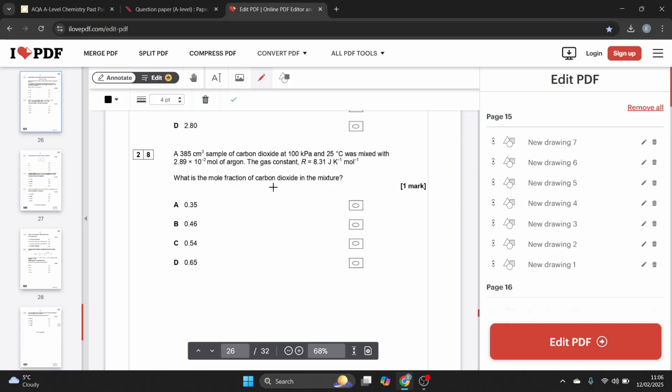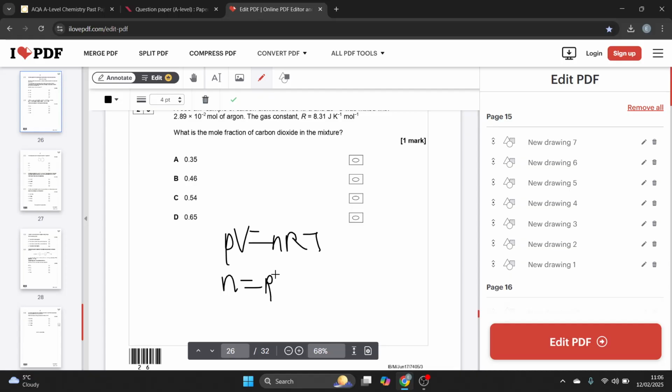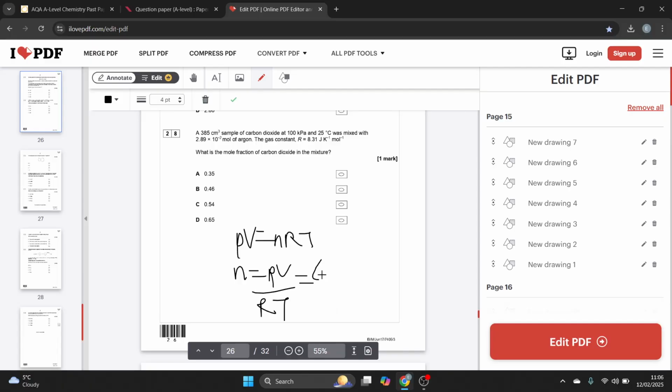Mole fraction, so it's going to be the moles of carbon dioxide over the total number of moles, right? And first thing I'm going to need to use is PV equals nRT. I want to find out the number of moles, n equals PV divided by RT. Pressure is 100,000. Volume, well, it's 385, but I want it in meters cubed, so times by 10 to the power minus 6. Divided by R, which is 8.31, times by the temperature, which is 25 degrees Celsius, but then I need to add 273 to find it in Kelvin.